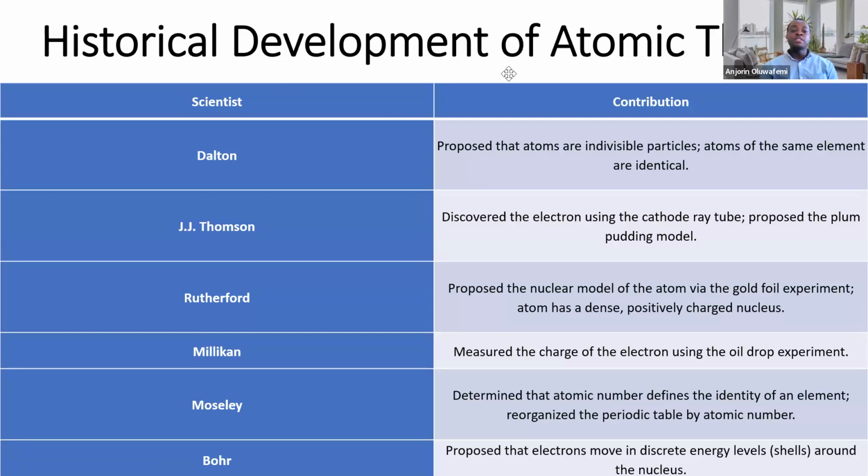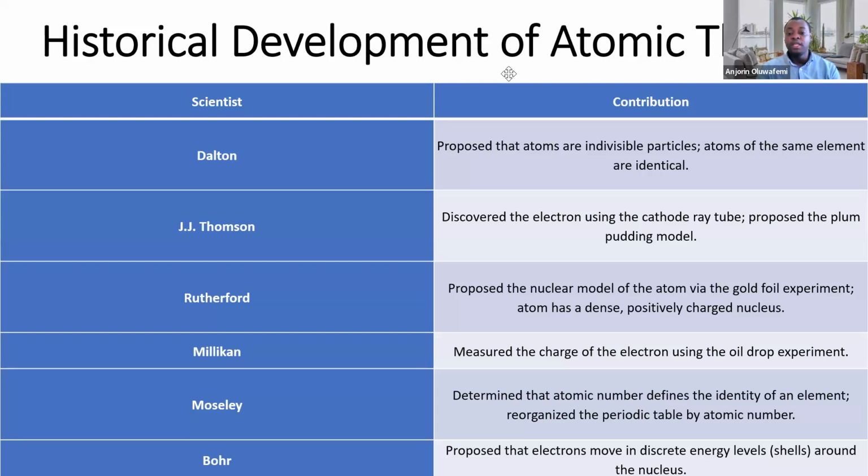Another scientist is J.J. Thomson, who discovered the electron using the cathode ray, and he proposed the Plum-Pudding model. So that's for J.J. Thomson. Also, we have Sir Rutherford, who proposed the nuclear model of the atom through the gold foil scattering experiments. That was one of the things that Rutherford did.